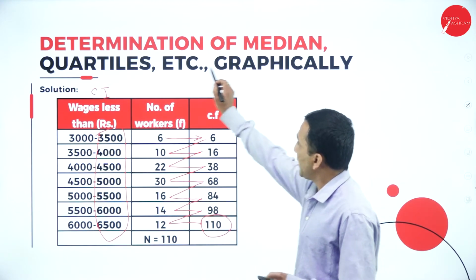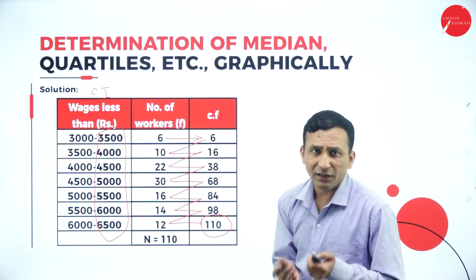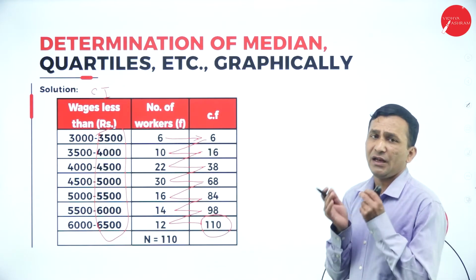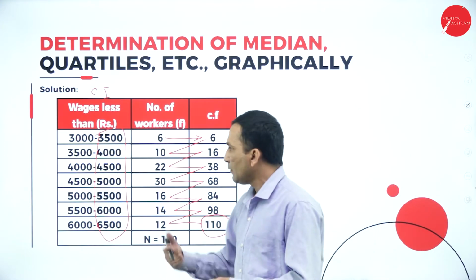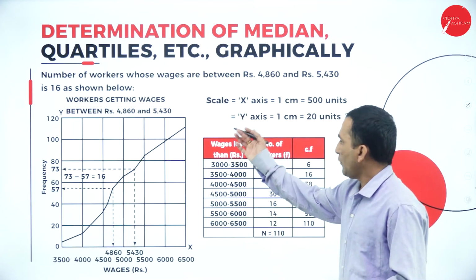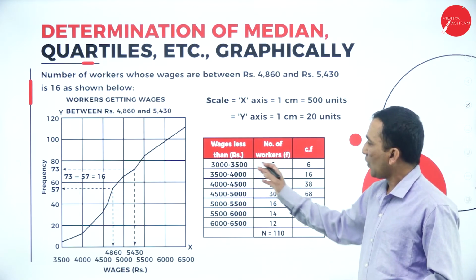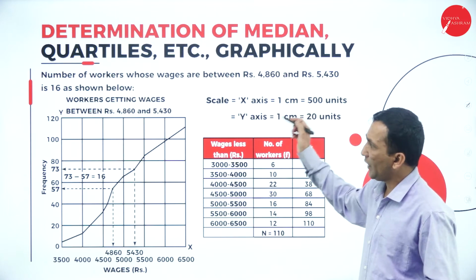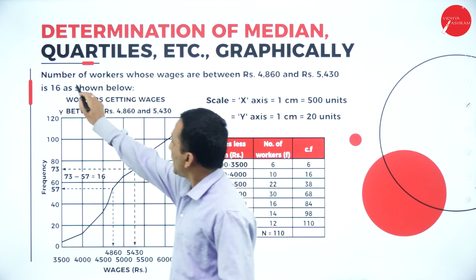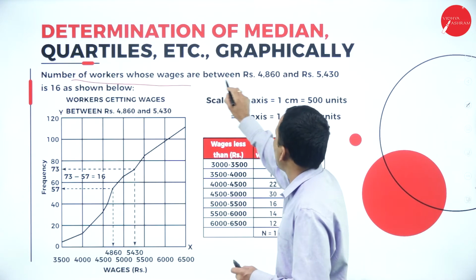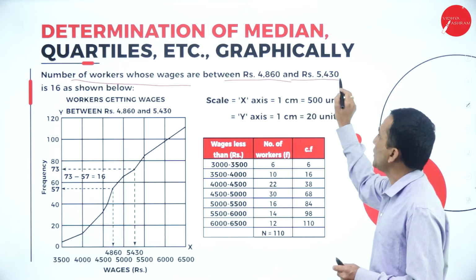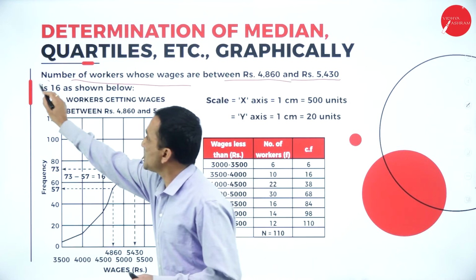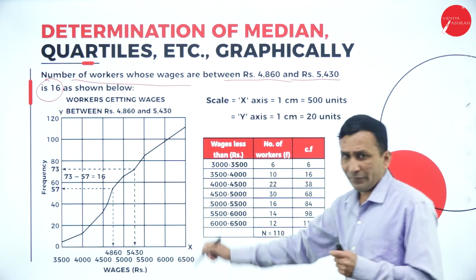Now they have clearly specified that using a graphical method, we need to locate the median. Okay, moving forward, just for your understanding, I have copied it one more time here because the scale part is very important. Now the question is very clear: the number of workers whose wages are between 4,860 to 5,430, and 16, how are we getting that? I will show you how.